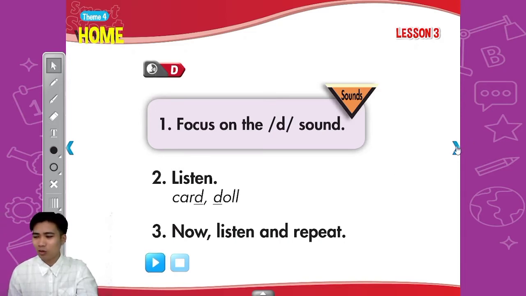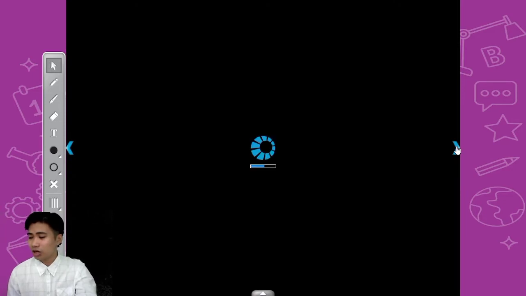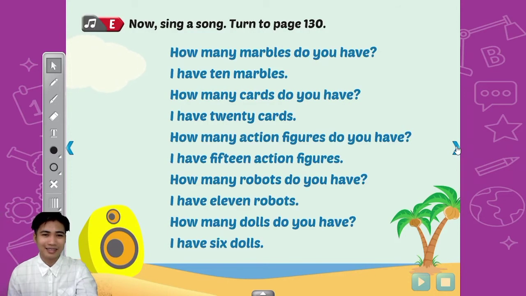Let's see what our song will be. Listen. Sing along. This is our song. I want you to sing along with teacher. Are you ready? Great, let's sing together.